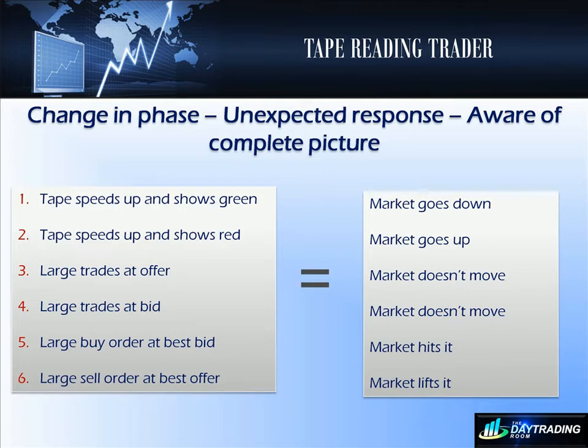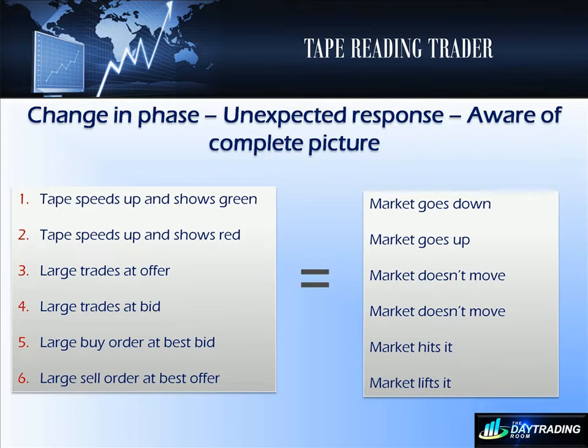Is it an unexpected response? Is it an expected response? Is it traditional thinking, green going up, red going down? Or is it being aware of the complete picture? This is why it's so important, guys, to see the depth of market and the time and sales. Because if you're seeing the time and sales go green, and you're not looking at the depth of market, you're expecting the market to go up.